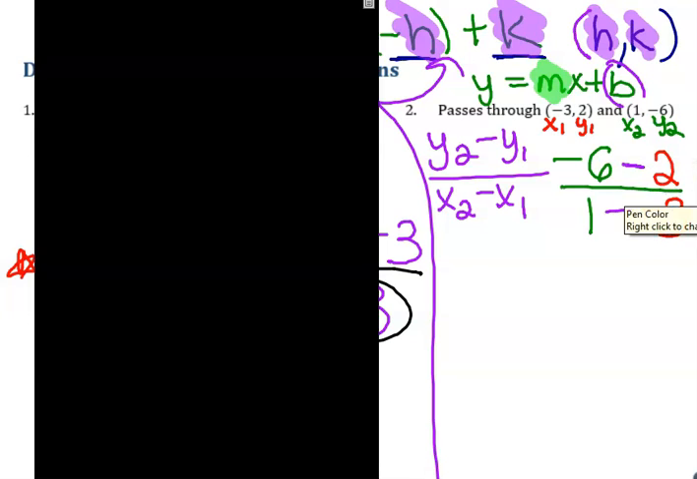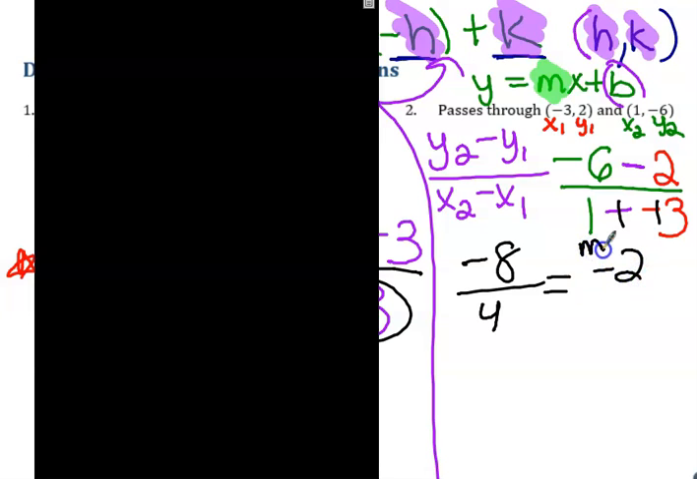All right, so let's rock this out. So I have -8 over, these two negatives make a +4. -8 divided by 4 is -2. Okay, now I have my m. Now what am I going to do? I'm going to use a point to find the slope-intercept. So to find HK form, sorry. I'm going to use either point. Both of these points are on the line, so I can use either point, okay?